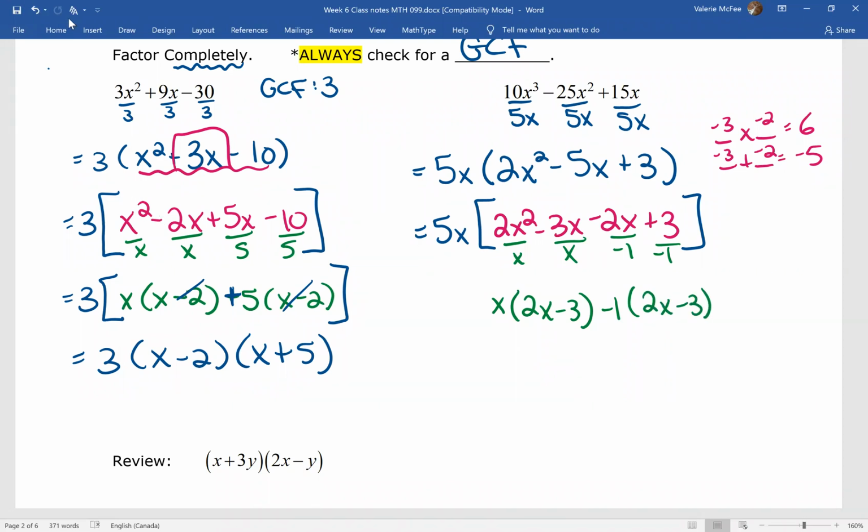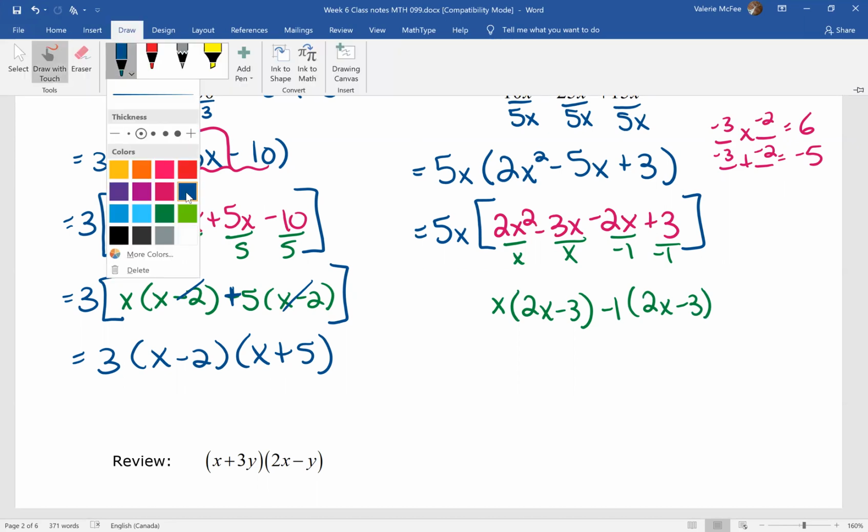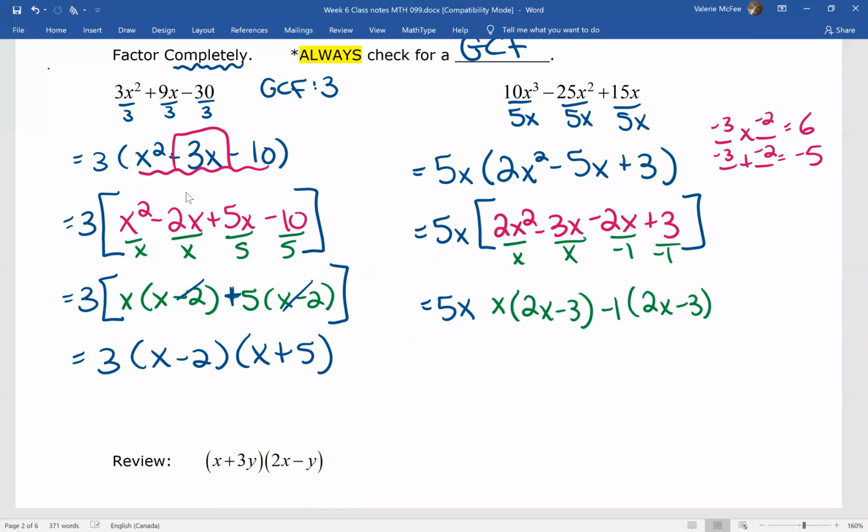And again, we have that factor of 5x. We don't want to leave it behind. Our final factoring is 5x times 2x minus 3 times x minus 1. Always check for a greatest common factor.